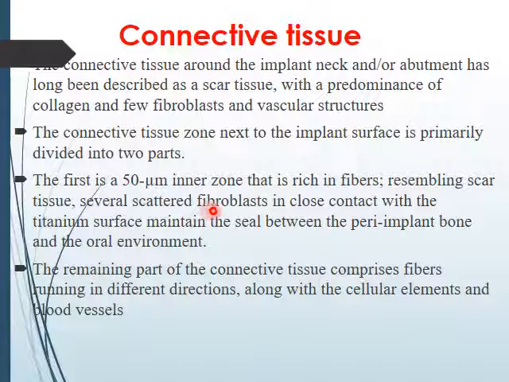Several scattered fibroblasts in close contact with the titanium surface maintain the seal between the peri-implant bone and the oral environment. The remaining part of the connective tissue comprises fibers running in different directions along with cellular elements and blood vessels.